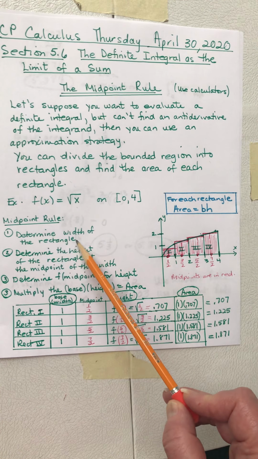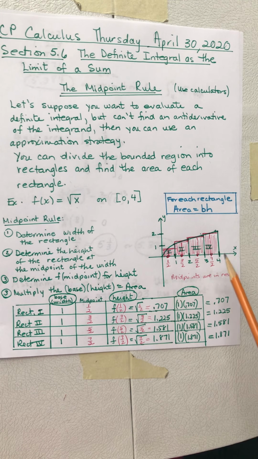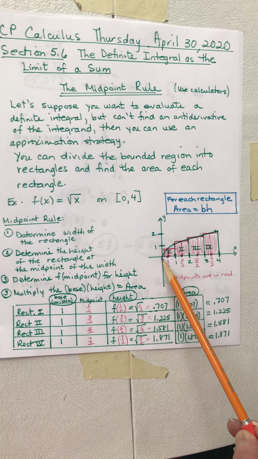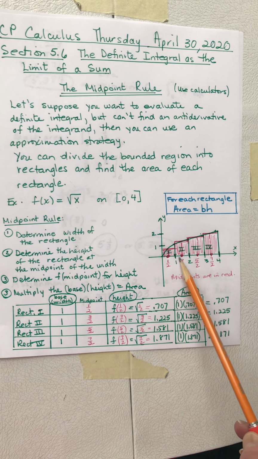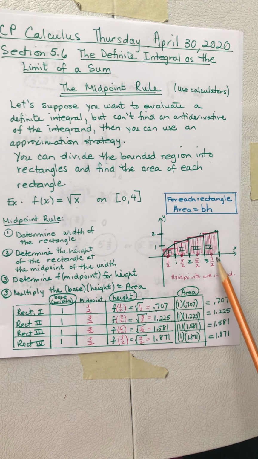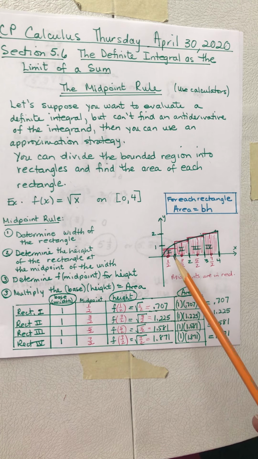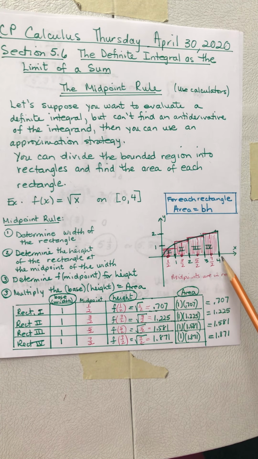Determine the width of the rectangle. Well, looking at my picture, it's not hard to see that each width is 1 unit long. This one is 1. This goes from 1 to 2, so that's 1. 2 to 3, that's 1. 3 to 4, that's 1. Okay, so each width or base of each rectangle is 1.